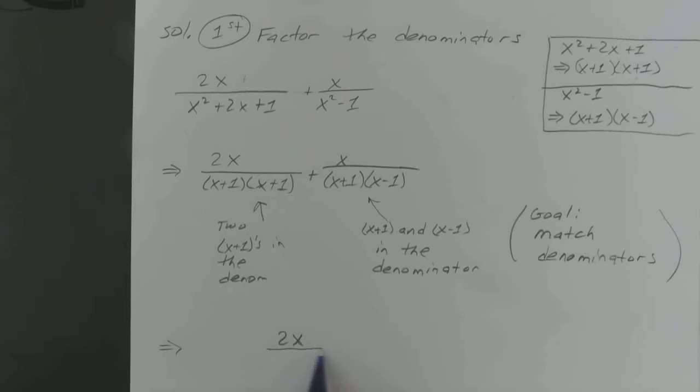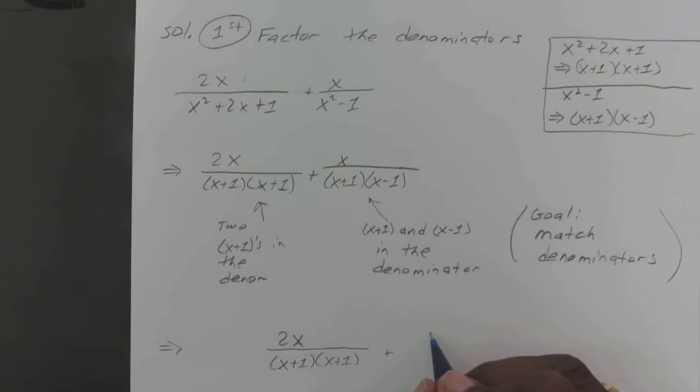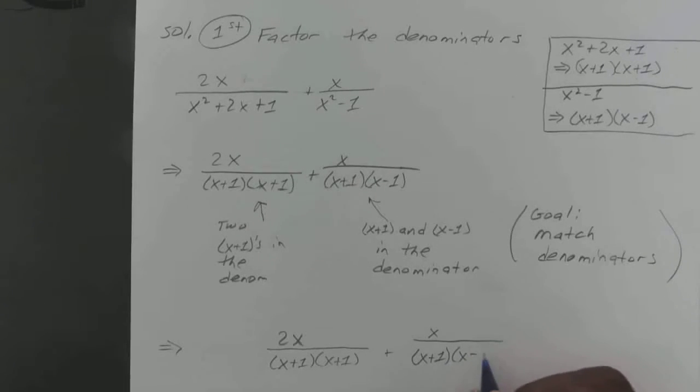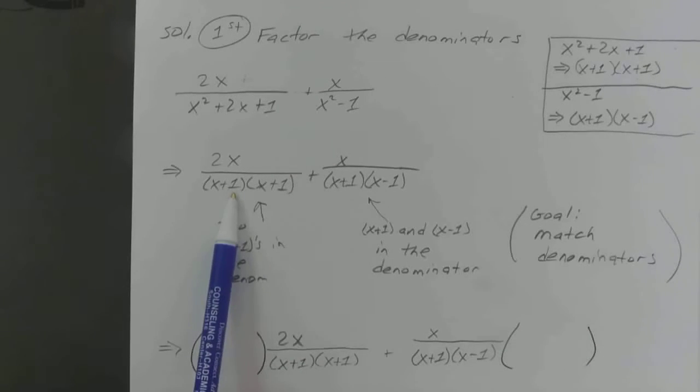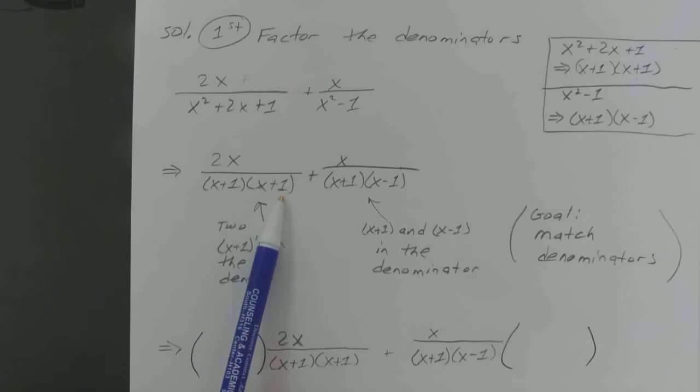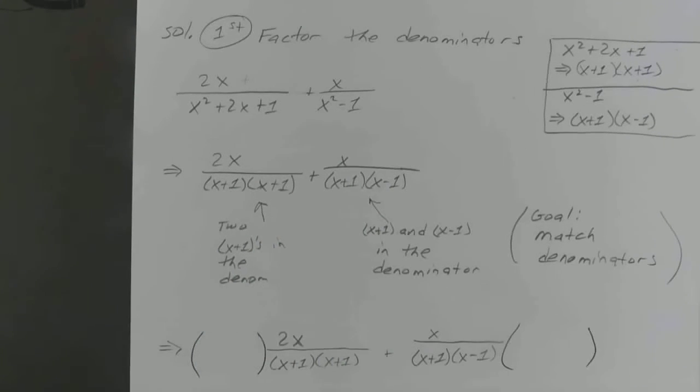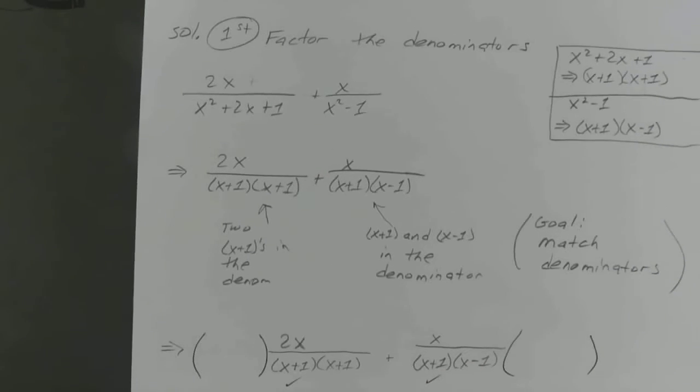So you have 2x, give that a little bit of room. x plus 1 times x plus 1 plus x over x plus 1 times x minus 1. Okay. Now if you look at what you have, if you have an x plus 1 and an x plus 1 here, and an x plus 1, x minus 1 here, if you notice here, you have an x plus 1 on this side and an x plus 1 on that side. So you're good there.